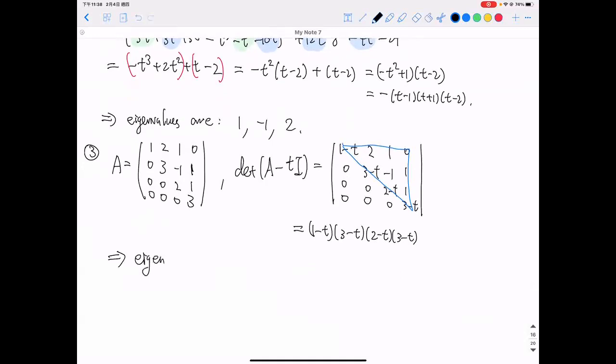So this immediately tells us what the roots are, hence what the eigenvalues are. They are 1, 2, and 3. And there's one thing to notice, that the factor 3 minus t occurs twice. So this means that 3 has algebraic multiplicity 2. Other guys has algebraic multiplicity 1.